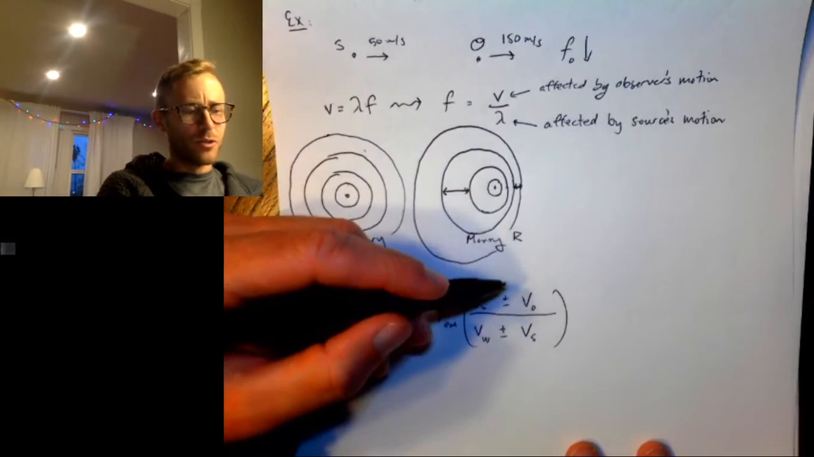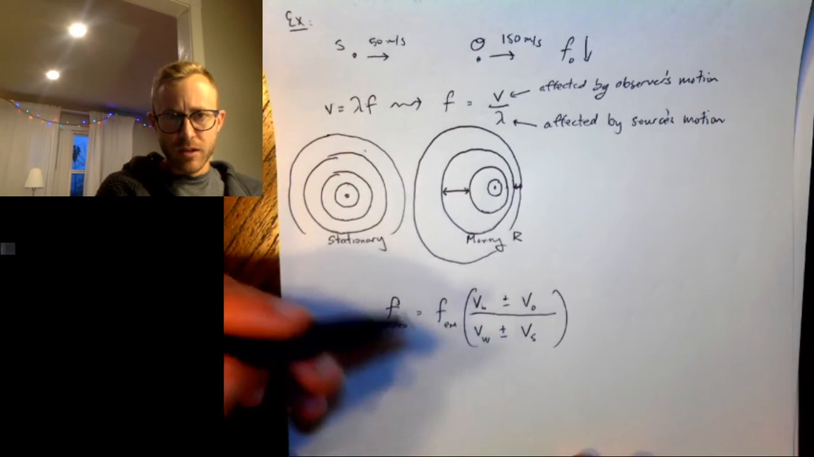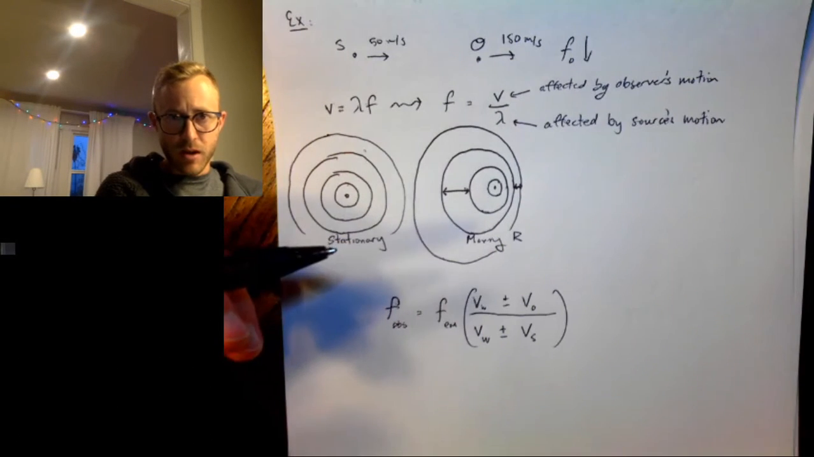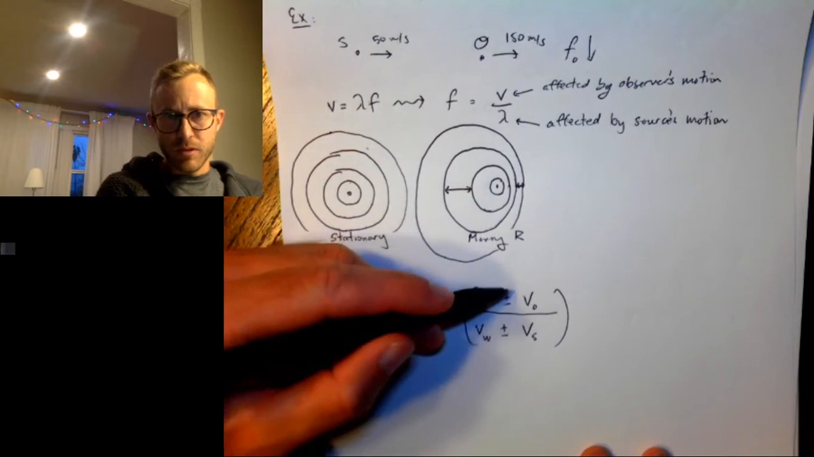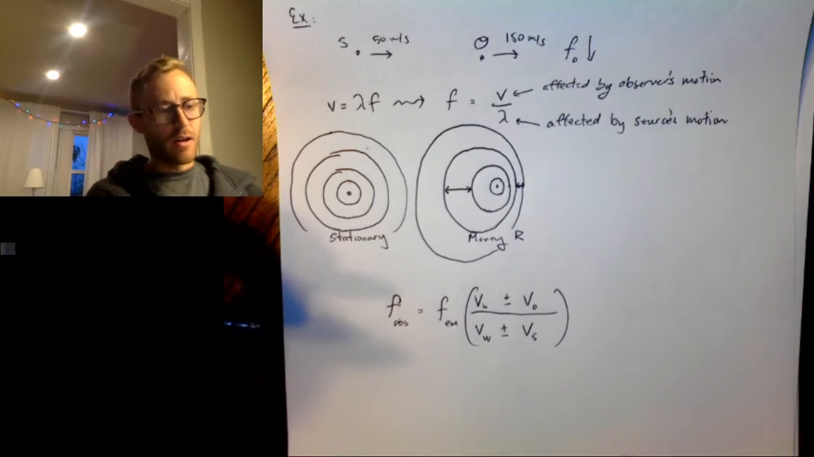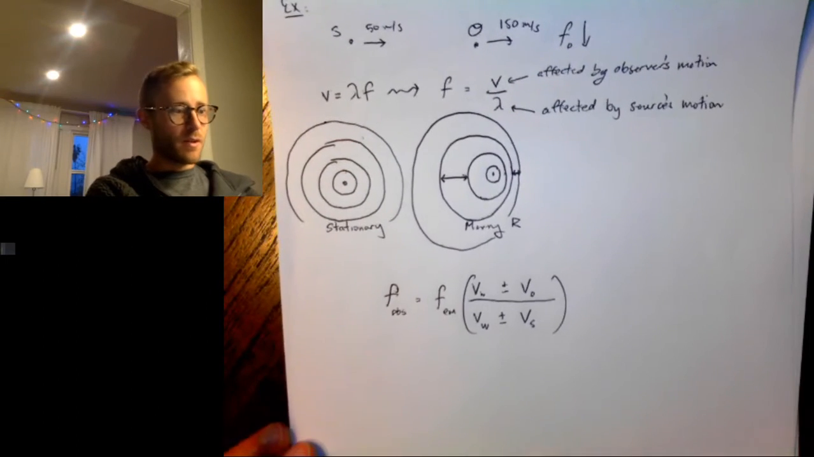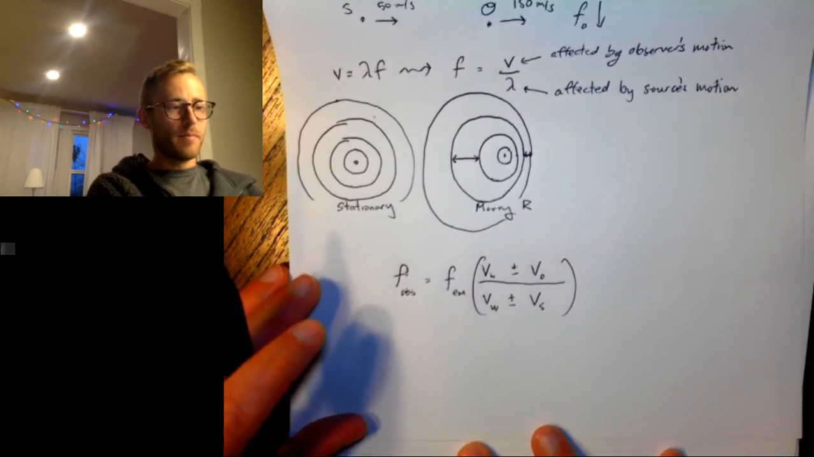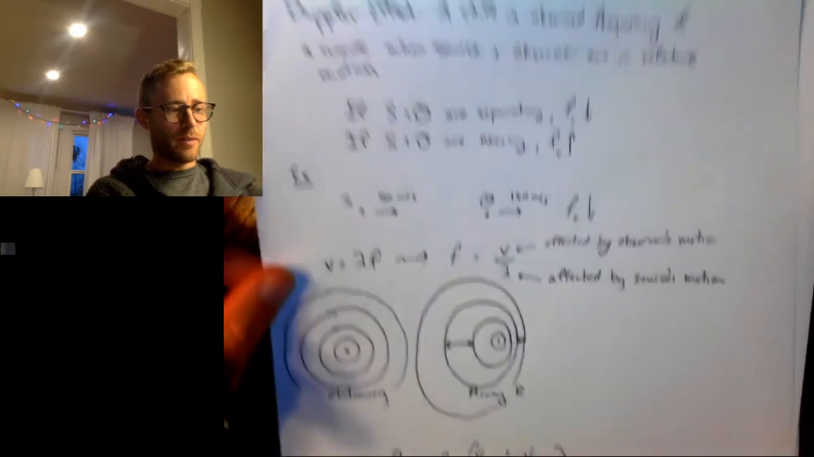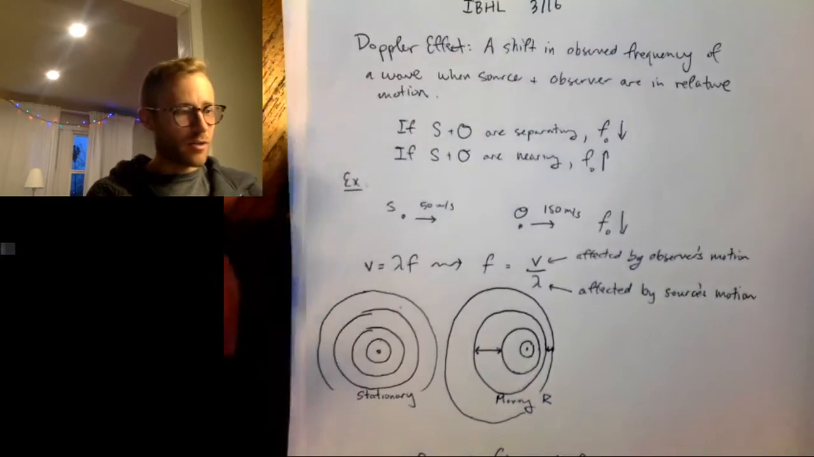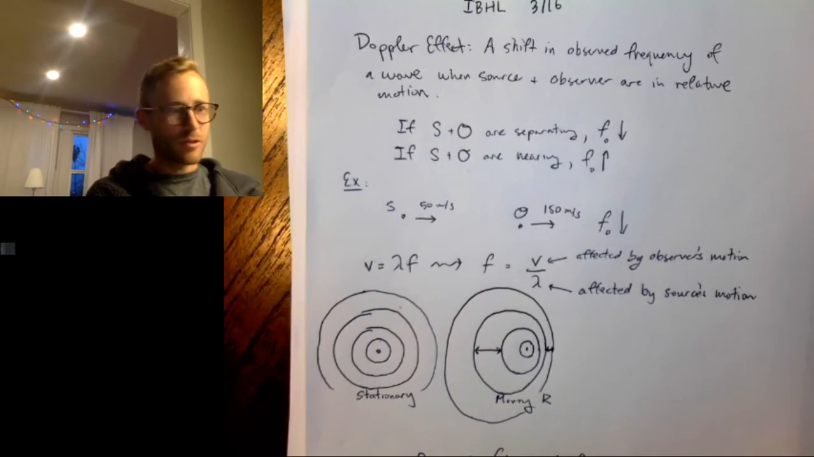Now you have to choose a plus or a minus, just depending on the situation. This is going to be best if we just do an example. Okay. Let's go to this example right here. So let's actually calculate what is the observed frequency in this case.